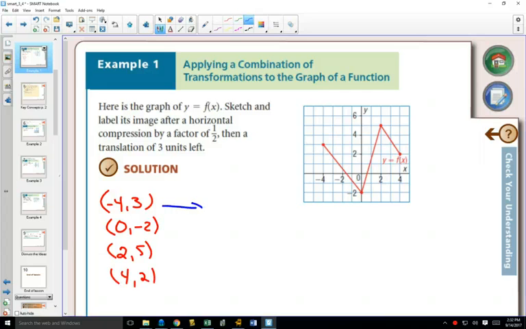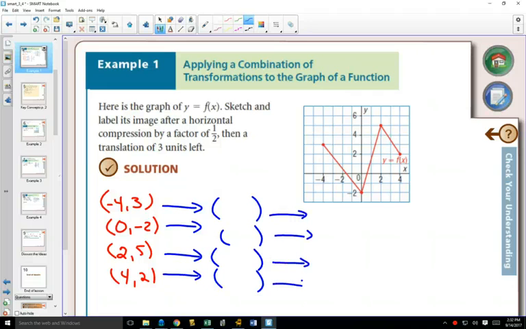We're going to look at what happens after 2 transformations. We have a horizontal compression, so that means we're going to be multiplying our x by 1/2 and then 3 to the left. So again, your first set of transformations is always going to be stretches, compressions, reflections. Your second set here is always going to be your translations, left, right, up, and down.